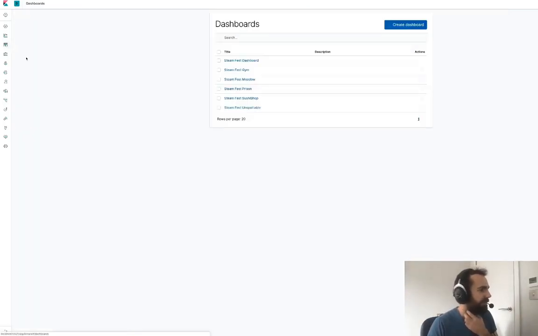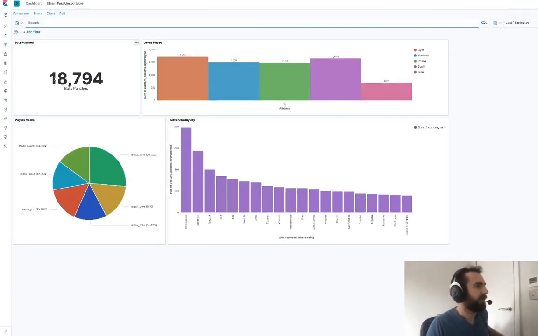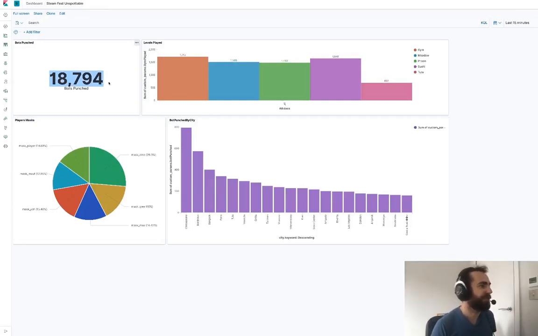On top of these, we have some analytics a bit more specific to our game. So about 20,000 robots punched, not all that useful, but it's just quite a nice high number, so we quite enjoyed these stats.